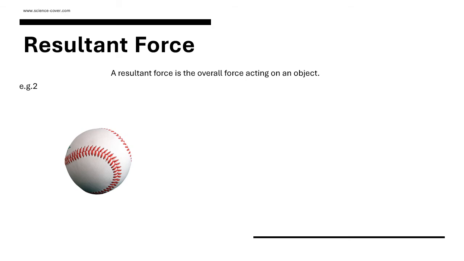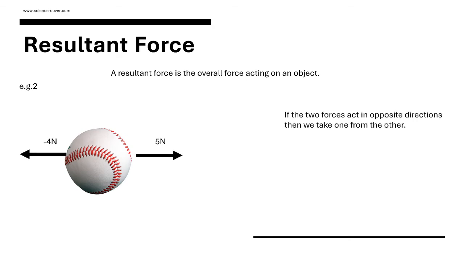In this example, we have a baseball with a 5 Newton force and a 4 Newton force acting on it. And these forces are acting in opposite directions. So I'm going to call the force to the right a positive value, 5 newtons, and I'm going to call the force to the left a negative value, minus 4 newtons. Now when I add these two together, 5 plus minus 4 gives me 5 minus 4. So that equals 1 newton to the right. So this value of 1 newton is positive, so it's telling me that the ball is moving to the right.